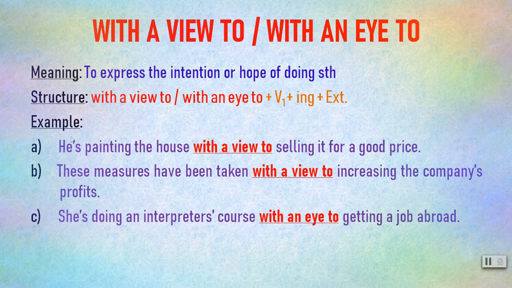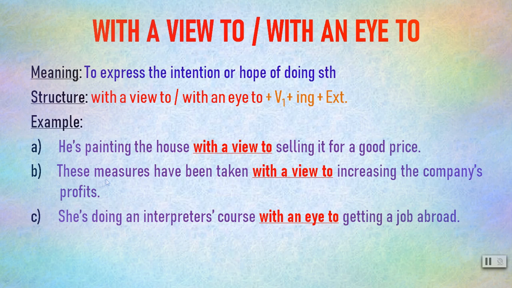Now the examples. A, he's painting the house. Why? Selling it for a good price. This is the intention or purpose. And -ing connected verb. So the phrase, with a view to or with an eye to.